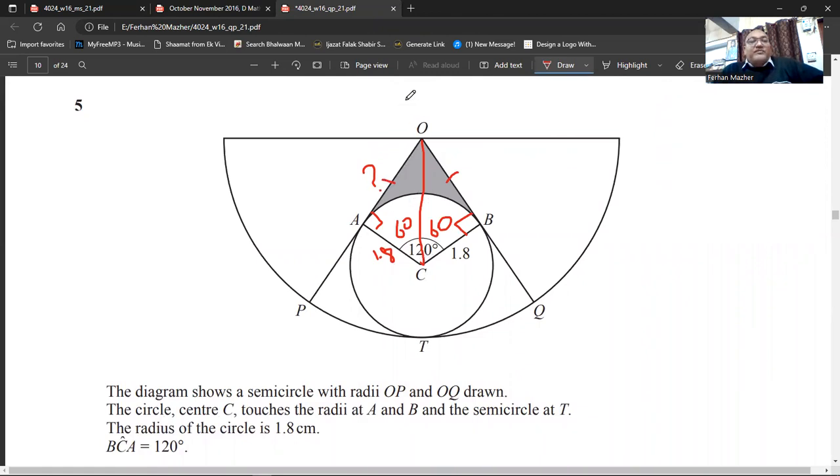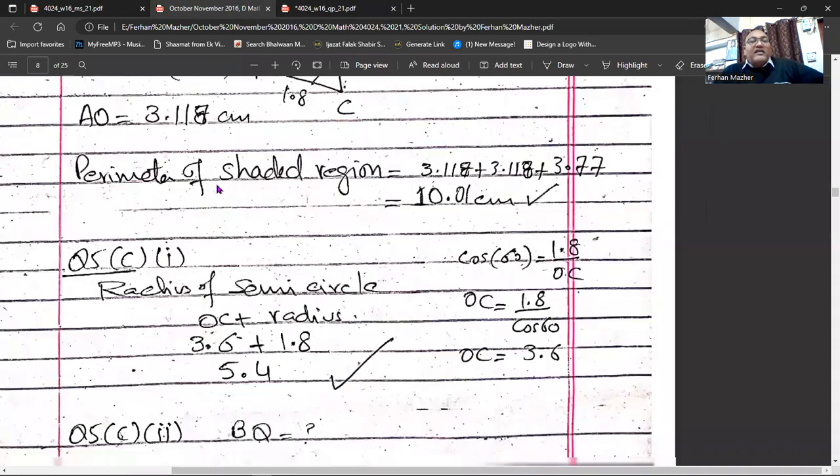Find what is OC. Find OC. And this I know is 1.8. This is 1.8. Okay, this is 1.8. Find OC. I know this. I can find this from that right angle triangle.